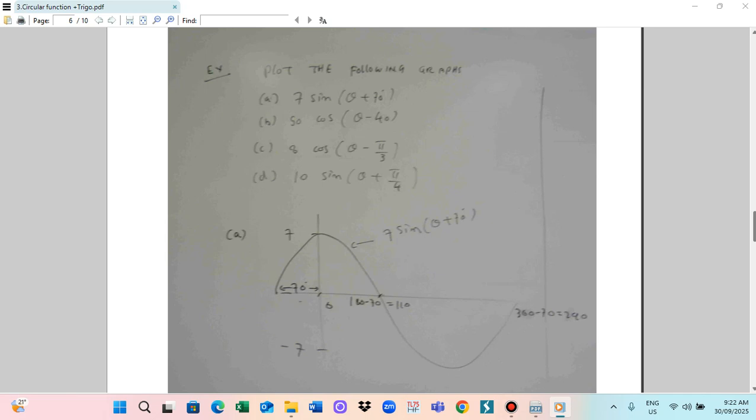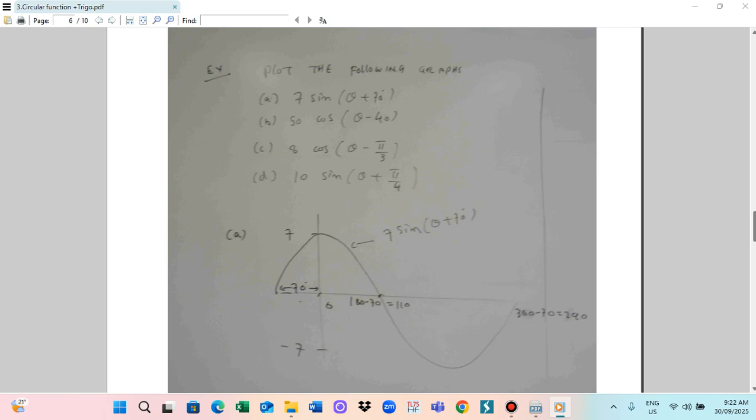So this is the amplitude. Normally the sine graph would start at 0, but because of the plus 70 degrees, it is 70 degrees earlier. Instead of starting at 0, it will start with a 70 degree difference. So the graph will start here, and this angle is 70.